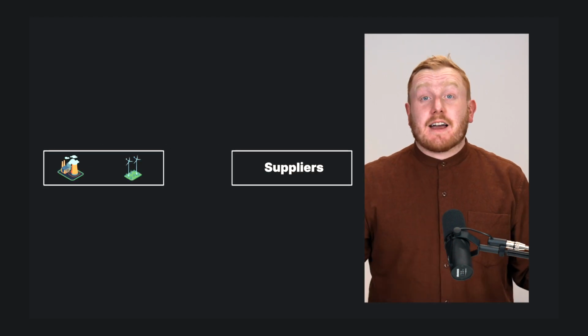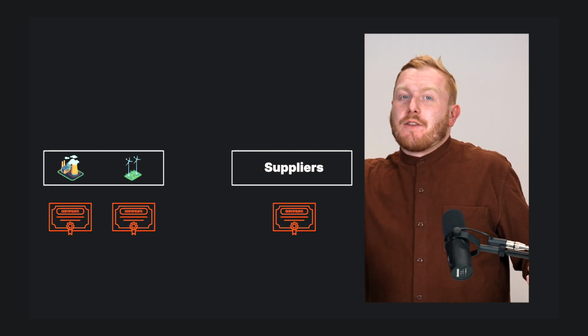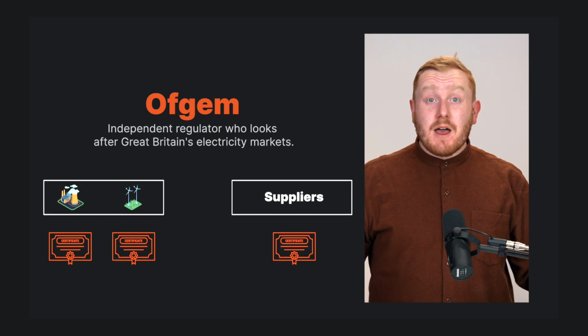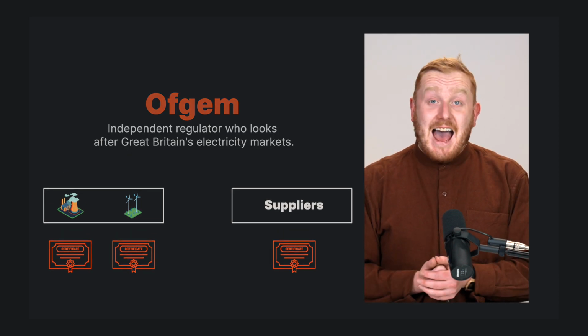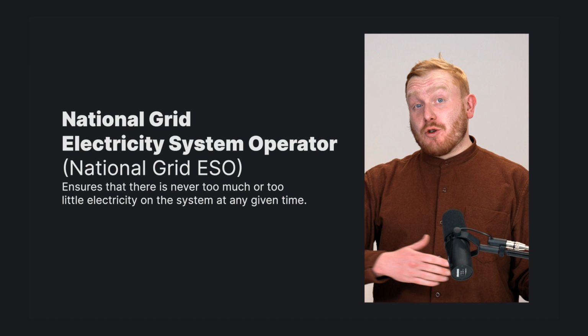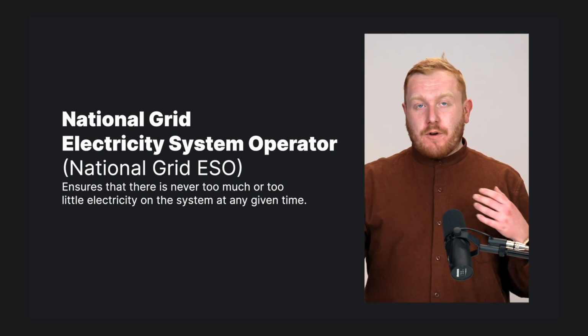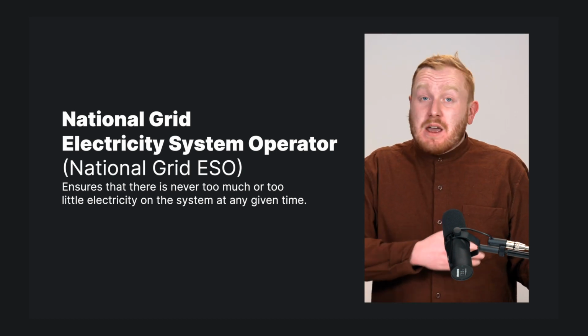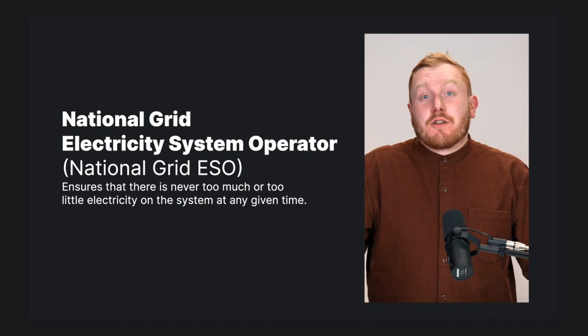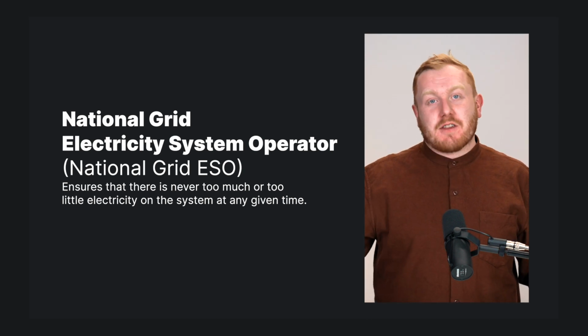In order to trade electricity, participants must gain the correct licence from Ofgem, the independent regulator. As we explained in Series 1, National Grid ESO is responsible for balancing supply and demand, but in truth, no one really runs the wholesale market, it just manages itself.